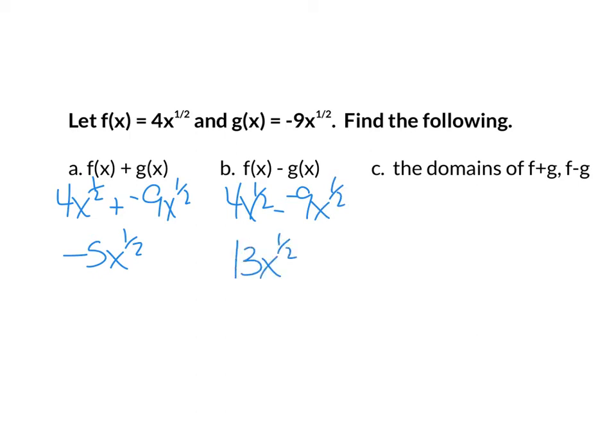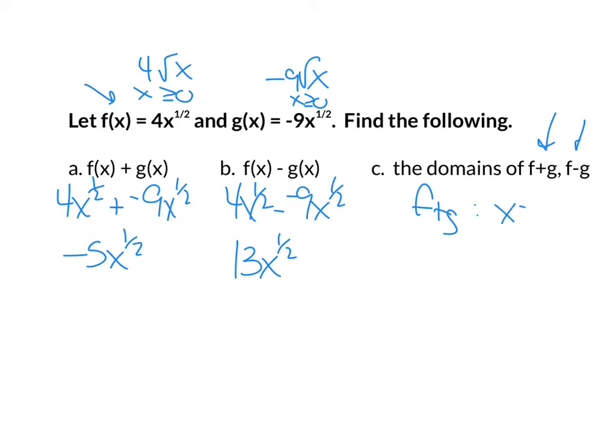All right, in part C, the domains of f plus g and f minus g. Now, the domain of function f, remember, 1/2 power really means square root. And because it's a square root, you cannot have a negative number inside there. So my domain for this one would be x has to be greater than or equal to 0. Same thing on this one. So when you do the domain for f plus g, it's what they have in common. Well, they're both the same. So the domain would be x has to be greater than or equal to 0. For f minus g, the same thing is true. It's what they have in common, which is they're the same. So it's just x is greater than or equal to 0.